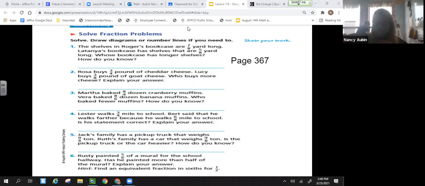Okay, we are ready. Looking at page 367, we're going to read the important information. You can use your math spiral to draw a picture. Or, Marin, come here, hon, I can help you. Or you can use the number lines to help you. The shelves in Roger's bookcase are 7/8 yards long. Latanya's bookcase has shelves that are 5/8 yard long. Whose bookcase has longer shelves?